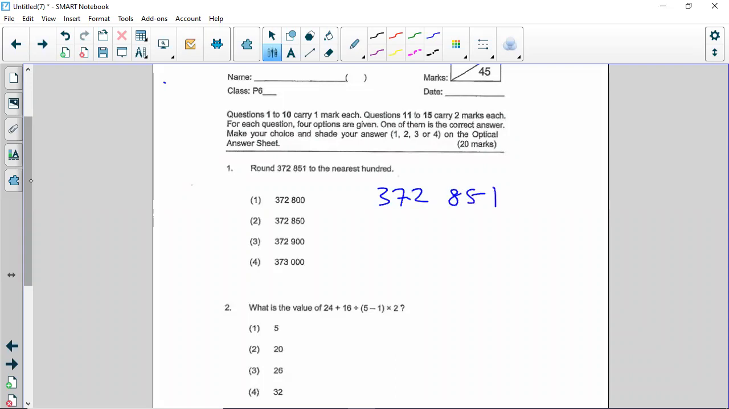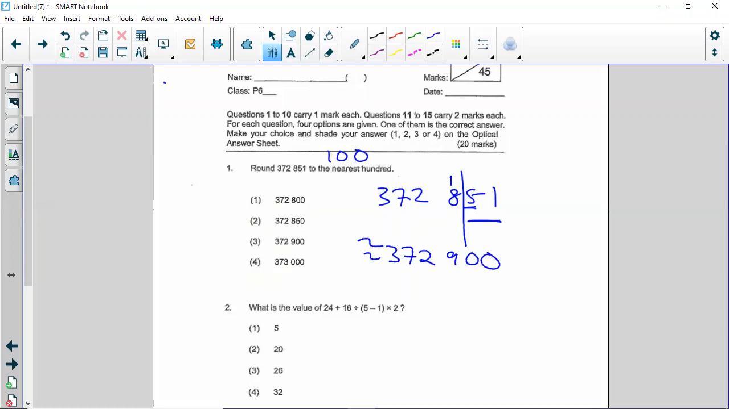Round off 372,851 to the nearest 100. So how do you round off to the nearest hundreds? Hundreds, there are 2 zeros. So you have to draw a line to show the last 2 digits. Then look at the digit nearest the line and ask this important question: is the digit 5 or bigger? Yes. Then you add 1 on the next digit. And what do you get? You will get 372,900. So that's your nearest hundreds.